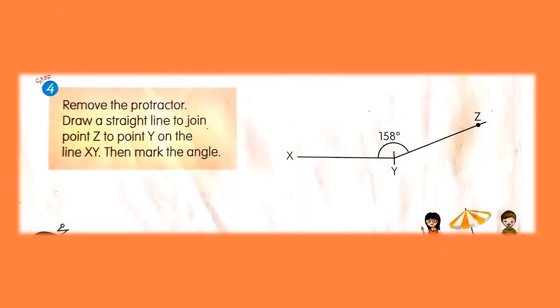Then remove the protractor. Then draw a straight line to join point Z to point Y on the line XY. Then mark angle 158. This is the way of drawing an obtuse angle.